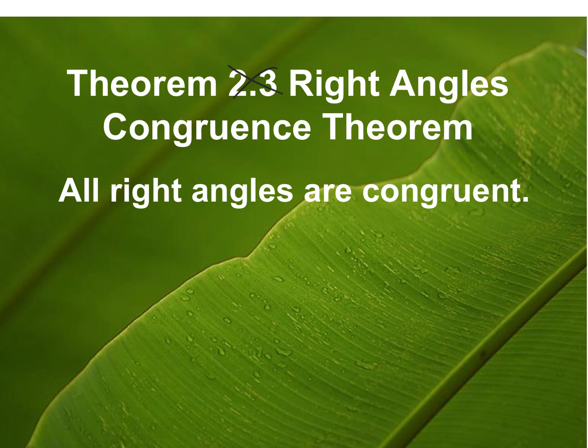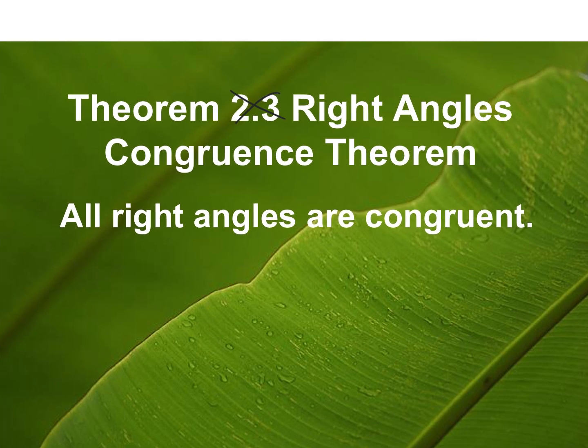Now, when you're putting this in as a reason in your proof, you can do some abbreviations if necessary. So if you wanted to abbreviate the name, maybe you could abbreviate the word right and put just RT. For the word angles, you could put the angle symbol. Then for the word congruence, you could put the congruence symbol. And then you could probably abbreviate theorem as THM. But again, you could rewrite all the words if you choose.